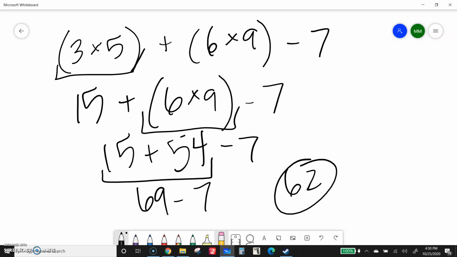If you want more examples, let me know. Otherwise, good luck. You can do it. Remember that order of operations, PEMDAS.